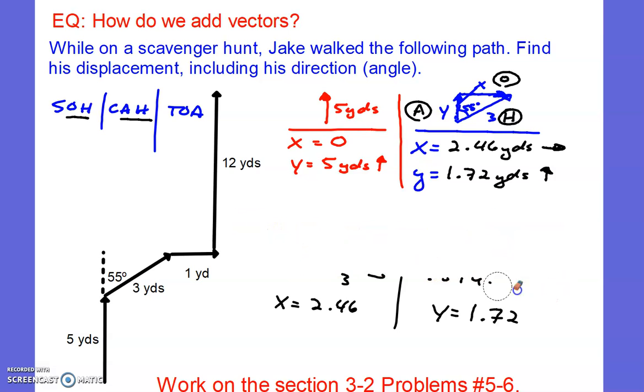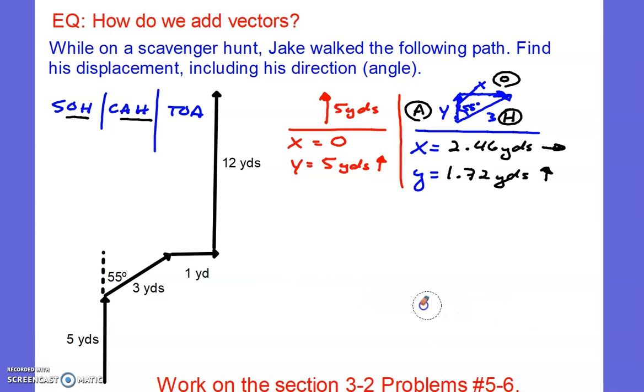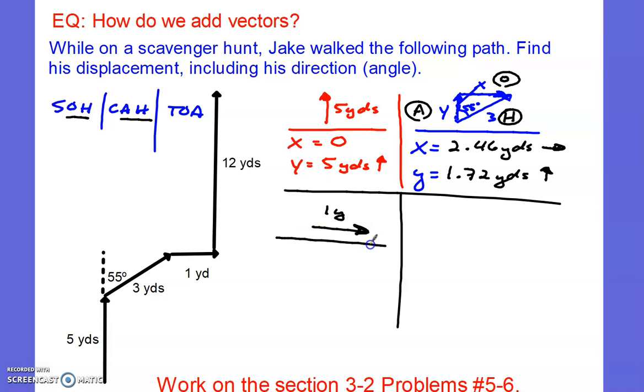Okay, continuing on, I have two more vectors that I have to write down. But these vectors here are actually going to be a little easier because there's no angles involved. So the next one is 1 yard east. My x component, in this case, is 1 yard. That's how far he moved left or right. And the y component, how far he moved up or down, well, he did not move up or down at all. So the y component is 0.